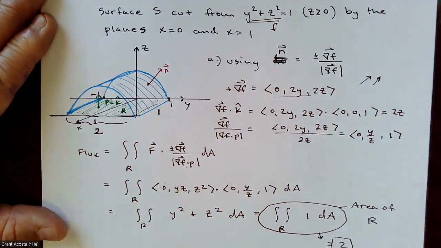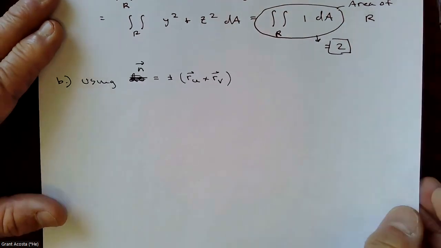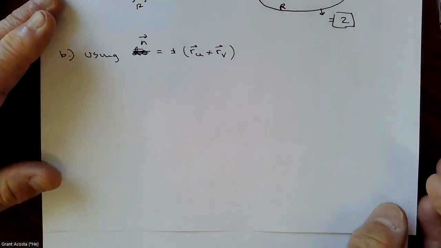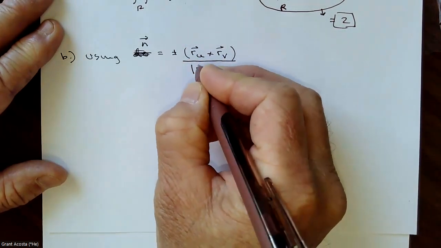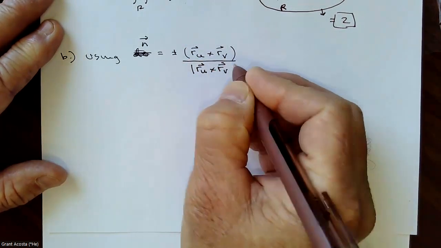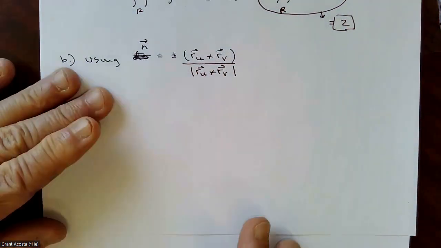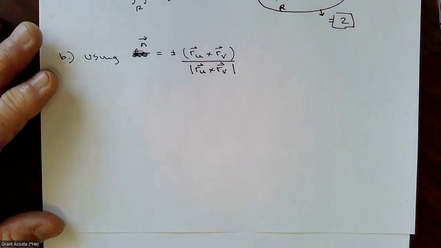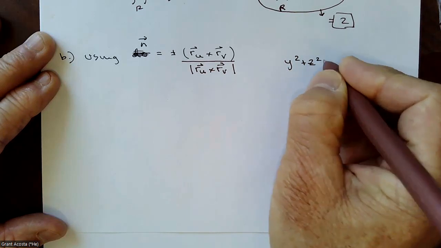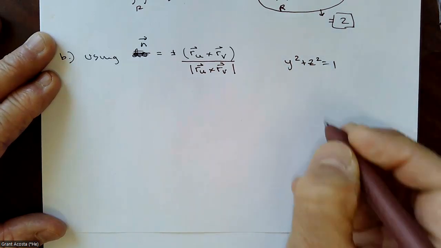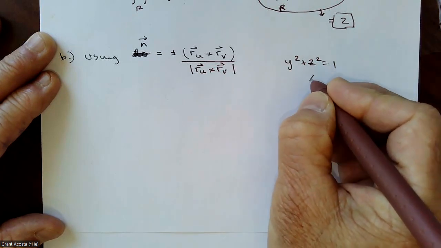Now to show you how this would look if we had used a parameterization instead, and we did plus or minus R_u crossed R_v over the magnitude of R_u cross R_v as our normal vector, let's see what that would look like. So I'd have to parameterize my surface. And remember, my surface was y squared plus z squared equals 1, and I had some restrictions on what x could equal, right? x had to go from 0 to 1.